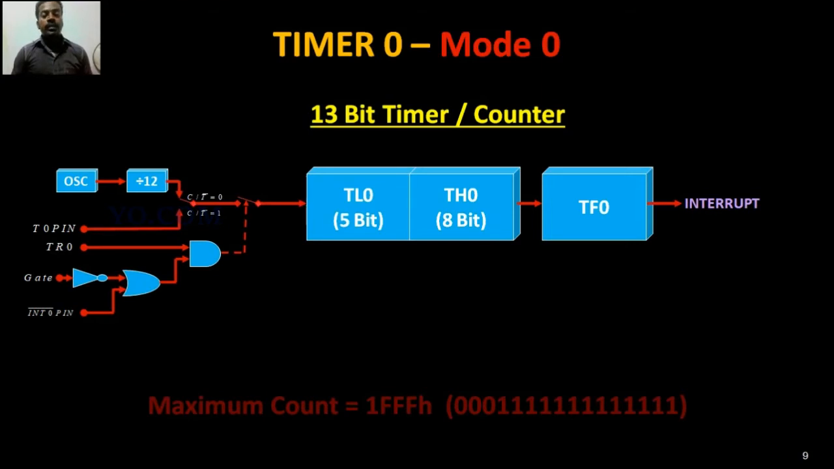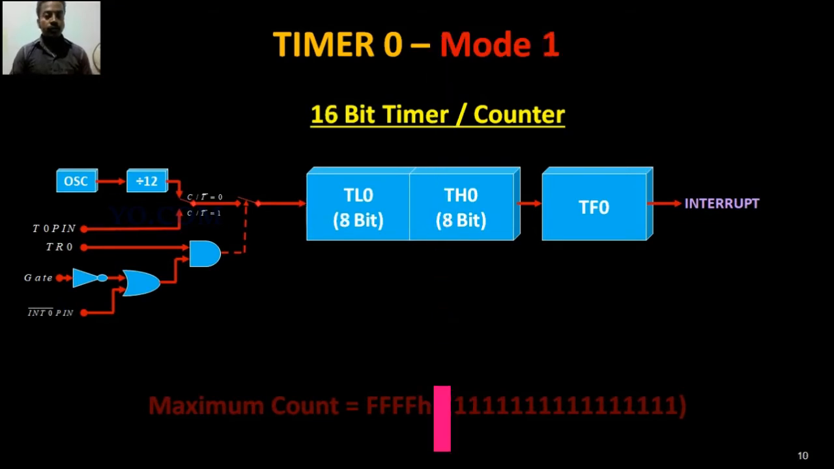So it has a 13-bit register. The 13-bit binary value is loaded into the register. Then the TF flag is set when the register value overflows. This is mode 0.